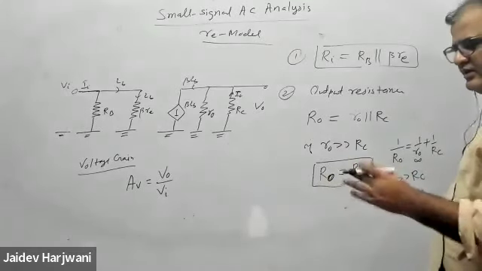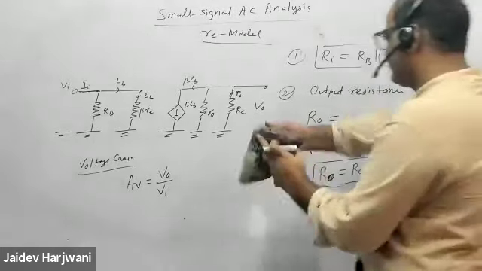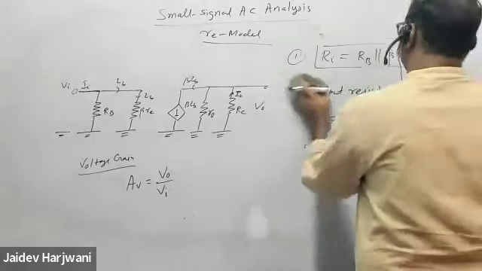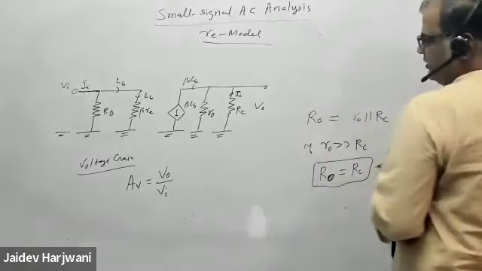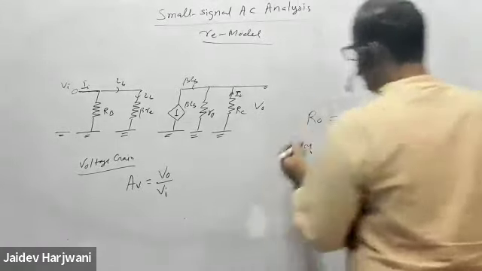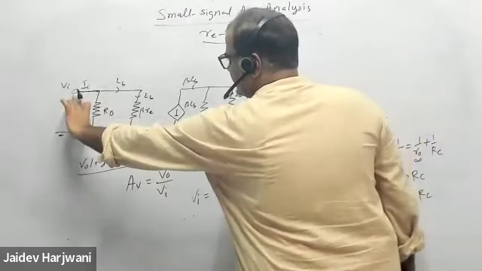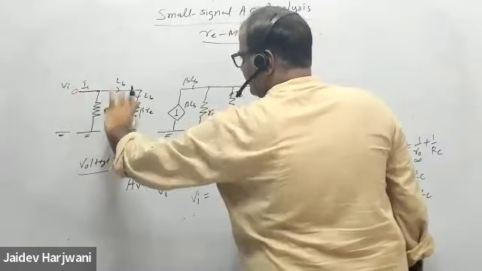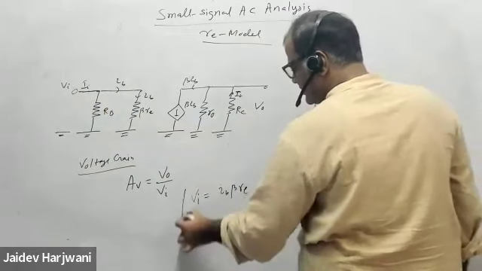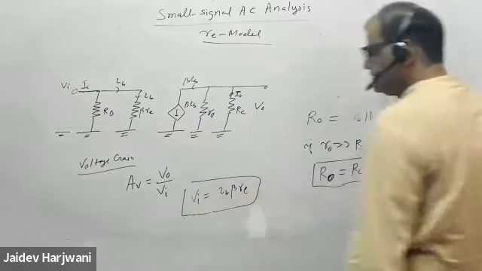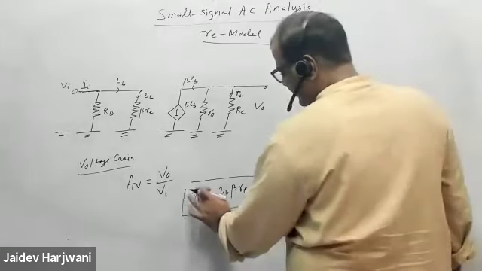Once you know the formula, the same formula will keep coming again and again with a little variation for different circuits. Now I want to get V0 and V input. What is V input? V input is this voltage plus this voltage. Now this voltage is IB beta RE. Can I define V input like this?